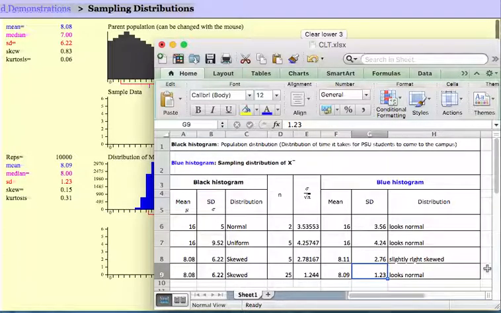So to wrap up, this is what the central limit theorem tells us. If sample size is large enough, the sampling distribution of x bar becomes roughly normal with the same mean mu and standard deviation sigma over square root n, even if the parent population is non-normal. But if the parent population is normal, even for small sample sizes like 2, the sampling distribution of x bar becomes normal.